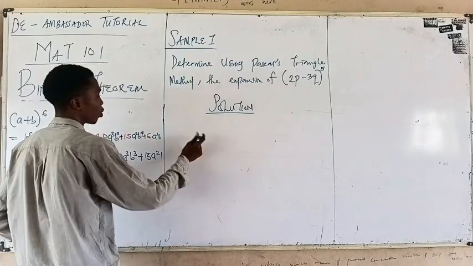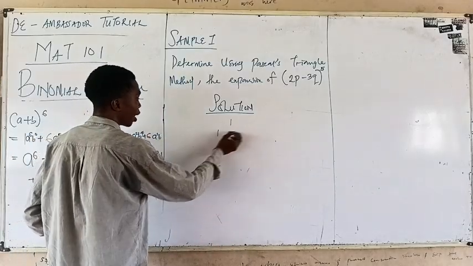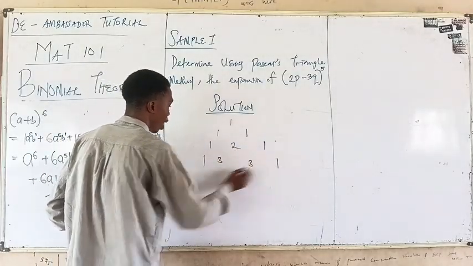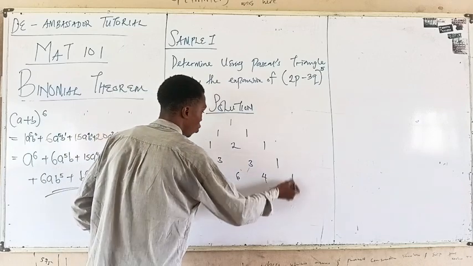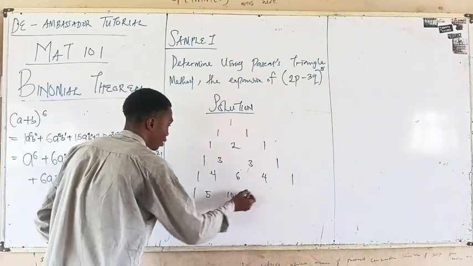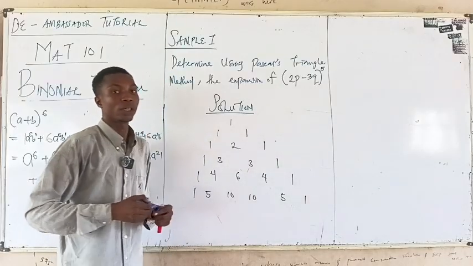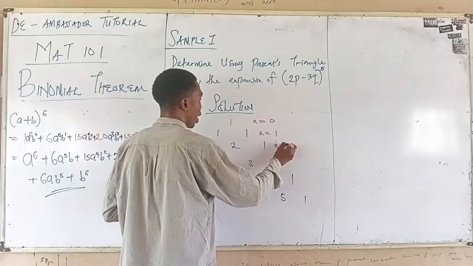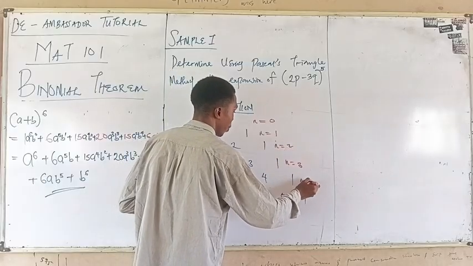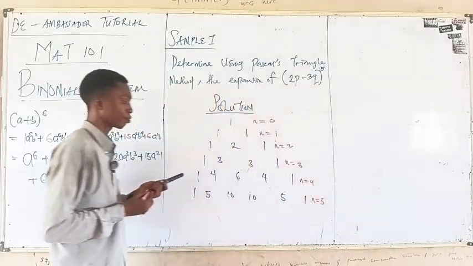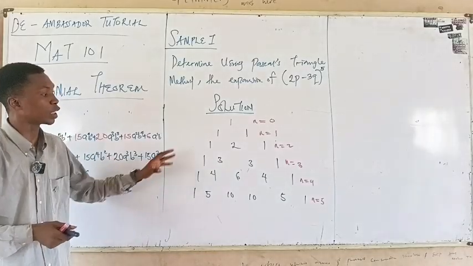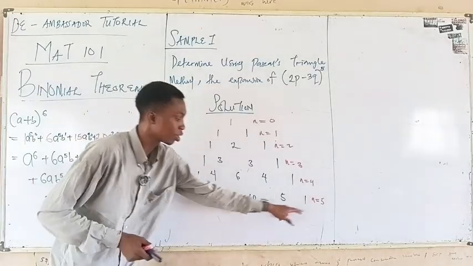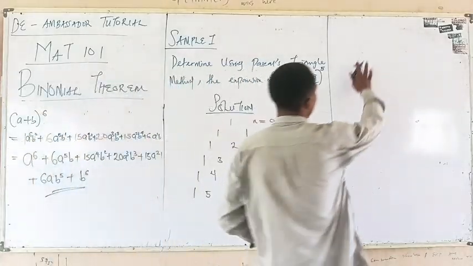So let's do it. Pascal triangle, what do we have? 1, 1, 1, 1, 2, 1, 1, 3, 3, 1, 1, 4, 6, 4, 1, 1, 5, 10, 10, 5, 1. That is when the power is 0, 1, 2, 3, 4, and 5. According to the question, we want to expand when the power is what? 5. Where are my coefficients? These are the coefficients.